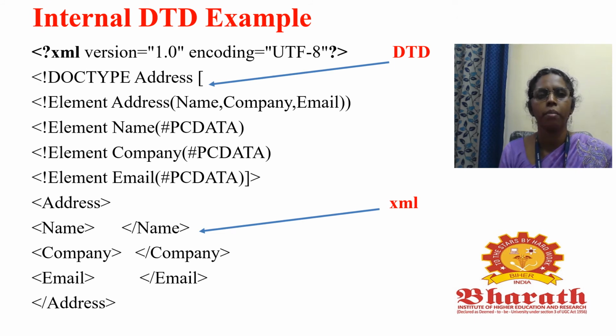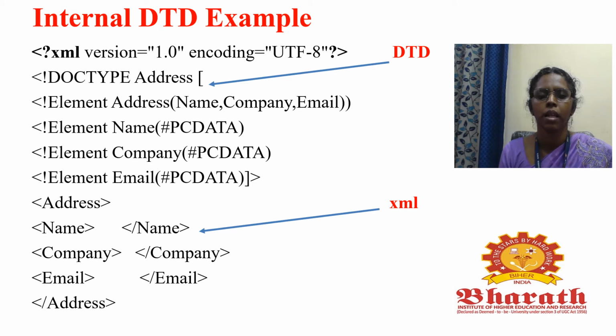This is an example of internal DTD. So here, question mark XML version 1.0, then we are writing the encoding. As we studied earlier, we have to mention the document type, exclamation mark, then we have to specify the element, the root element. Then we may declare any number of sub elements. So what is the root element? Address. In the address we are having three attributes: name, company, email.